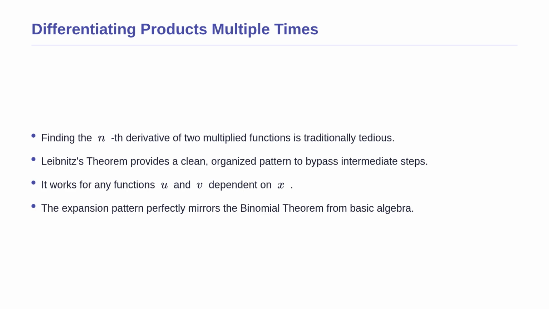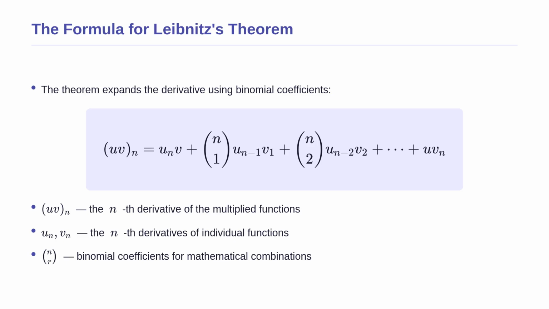The theorem states that the nth derivative of their product follows a specific expansion pattern. Interestingly, this pattern looks exactly like the binomial theorem from basic algebra, which you might remember using to expand expressions like (a plus b) squared. Instead of using powers, we use the order of the derivative. This concept leads us directly to the mathematical formula.